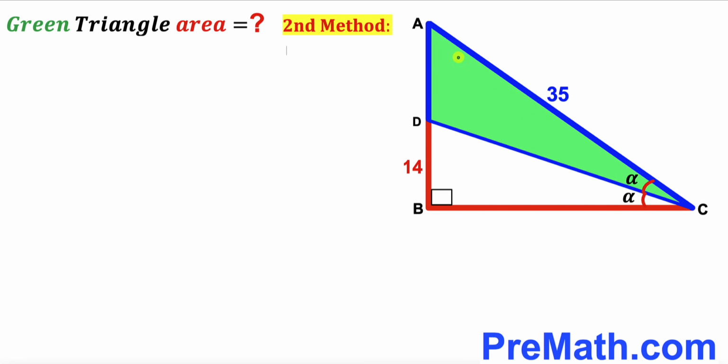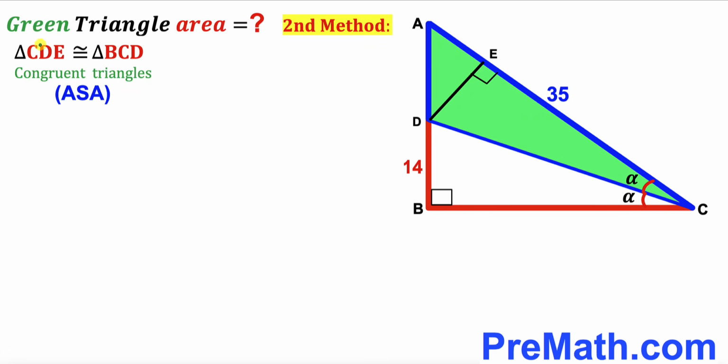And here's our second method that I'm going to share with you. Here's our very first step. Let's focus once again on this green shaded triangle ACD. In this next step, I have dropped this perpendicular DE on this base AC. Now let's make an observation. We can see this angle is 90 degrees, likewise this angle is 90 degrees as well, and this angle is alpha, and likewise this angle is alpha as well.